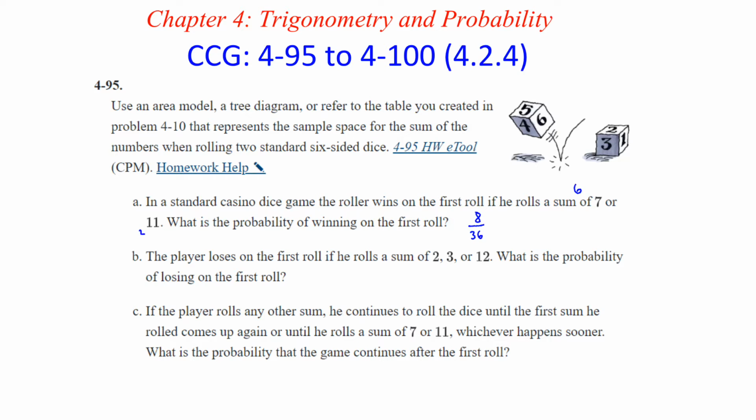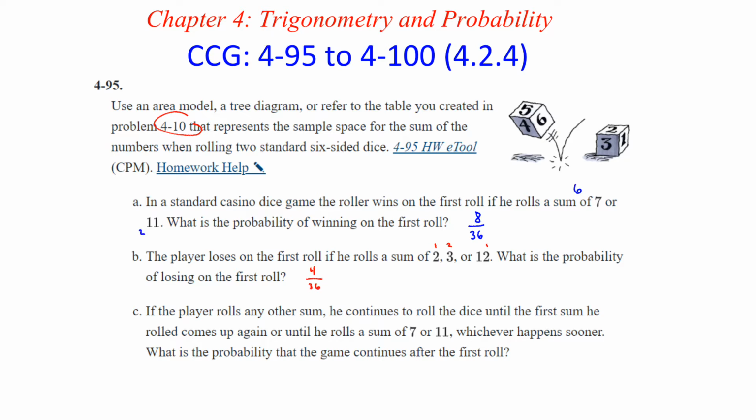On B, the player loses on the first roll if he rolls a sum of 2, 3, or 12. What is the probability of losing on the first roll? So once again, going back and looking at that chart, there's one way to roll a 2. That's a 1 and a 1. There's 2 possibilities of rolling a 3. You could do a 1, 2, or a 2, 1. And then there's one possibility of rolling a 12, which is a 6 and a 6. So there's a total of 4 out of 36. Once again, going back to that table that was created in 4-10.